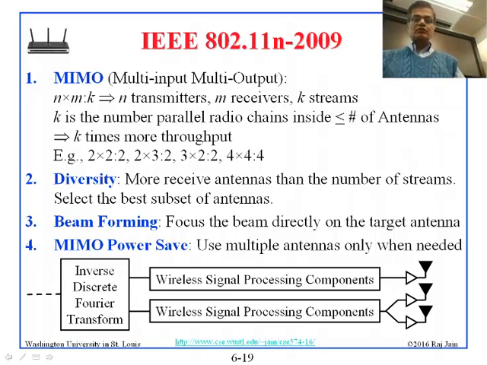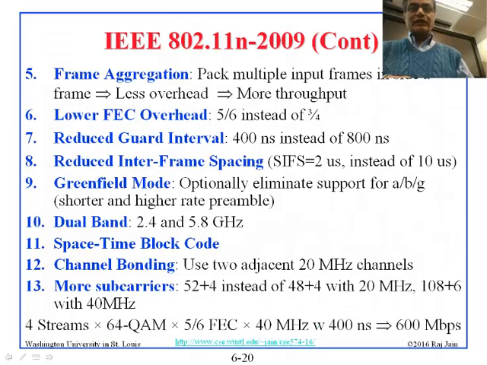So you want 2 by 2 colon 2, or 2 by 3 colon 2, or 4 by 4 colon 4. So diversity is more received antennas than the number of streams. Beam forming is focused in one particular direction. And MIMO power save, which means that you don't have to have all the antennas on all the time. So now previously the station could go to sleep. Now the station could be awake, but the antennas could go to sleep. So that is what 11N did.